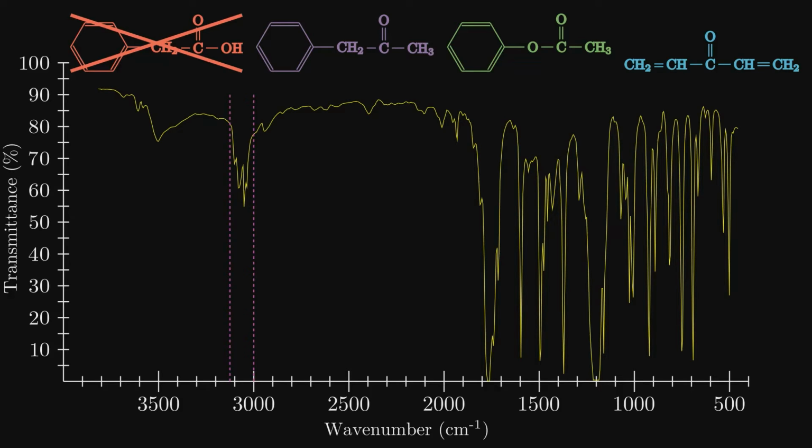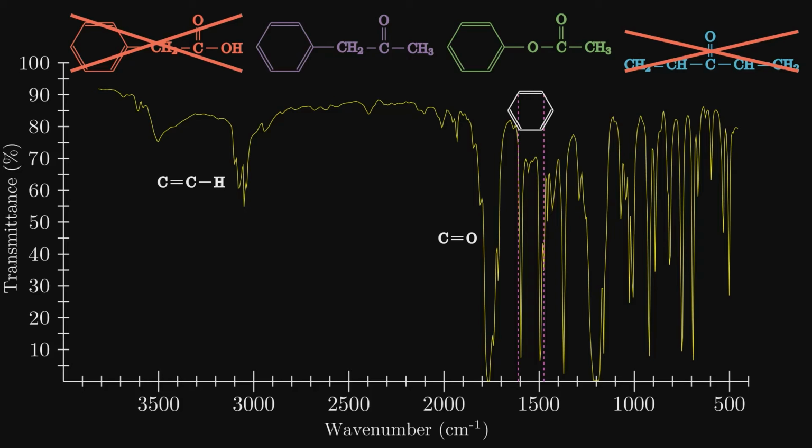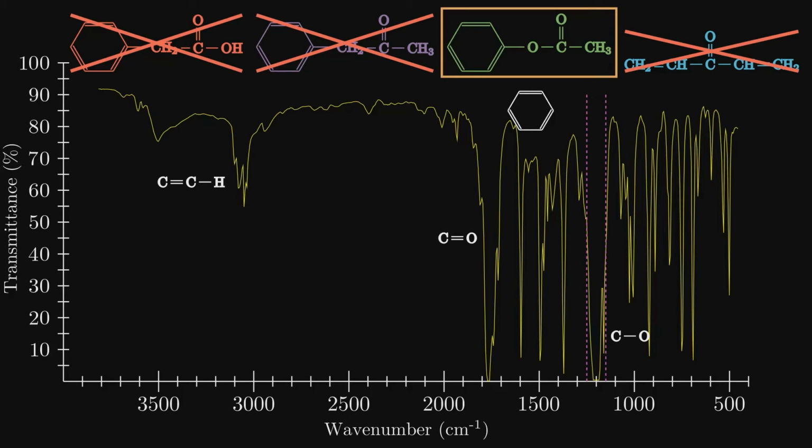The peaks around 3100 are representative of hydrogens on sp2 carbons. Just below 1800 we find evidence of a carbonyl, which all remaining options have. The peak at 1600 when paired with the ones around 1500 indicate a benzene ring, which eliminates option D. Not much separates the remaining candidates, but there is an intense peak around 1200 which is caused by a carbon-oxygen single bond. This find eliminates option B, which means we have identified the molecule as option C, phenylacetate.